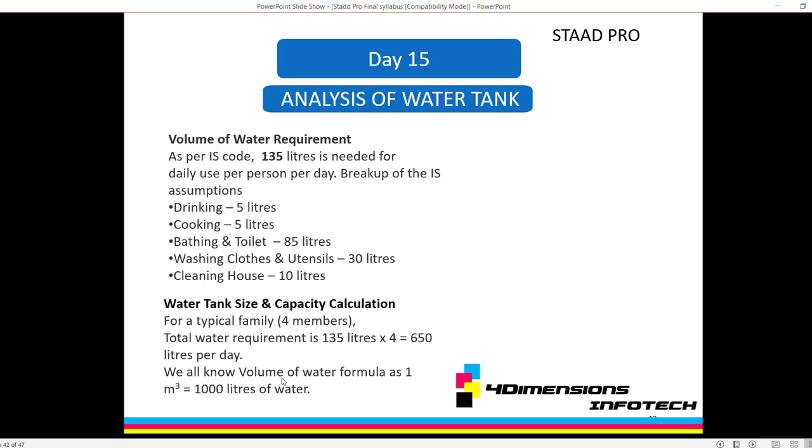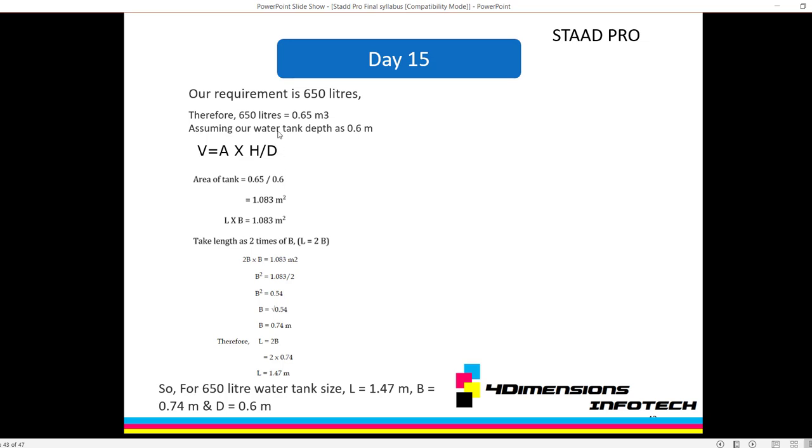Next, we all know the volume of water formula in meter cube, where 1 meter cube is 1000 liters of water. Our requirement is 650 liters, and therefore we have to convert it into meter cube, which means we have to divide it by 1000. Then we will get the answer in meter cube.